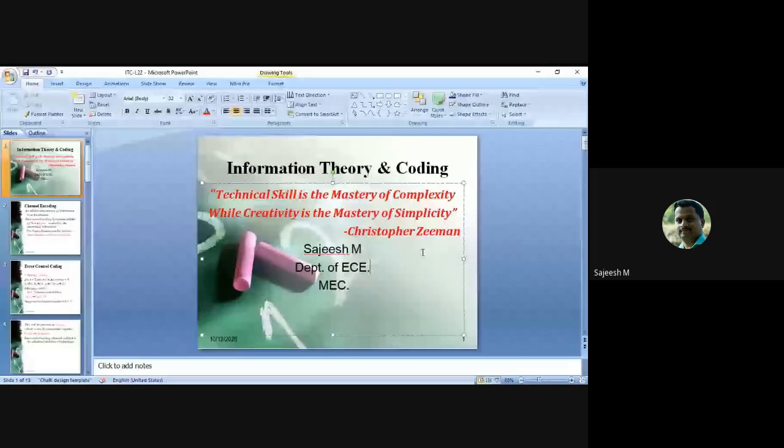Okay, good morning all. Last class we discussed some algebraic structures which are used in cryptography, mainly group, ring and field, and finally we concluded with the Galois field.